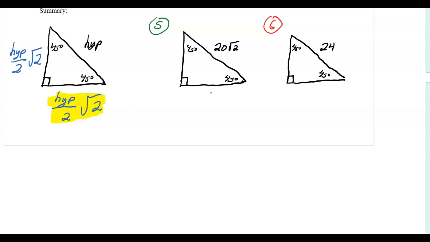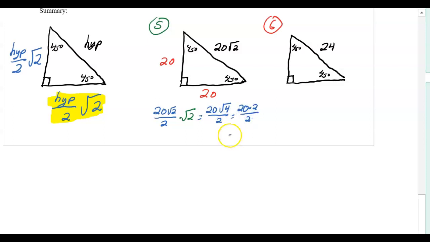So this is the reverse of the first lesson we learned. So we know that each leg is 20. Now the mathematics behind it is you would take the hypotenuse, divide by 2, and then multiply by root 2, if I were to use the yellow formula. Doing that, I get 20 square root of 4 over 2, which is 20 times 2 over 2, which is equal to 20.